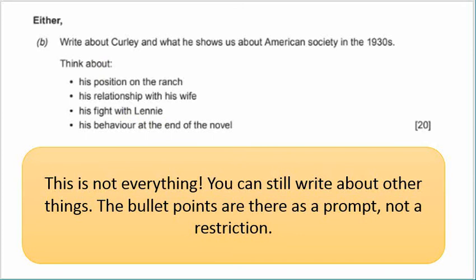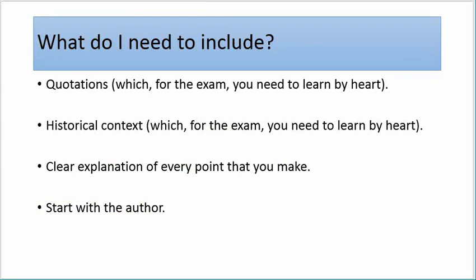Now the question is quite nice in that it actually gives us our prompt. So we know that we need to write about Curly, and the examiners reminded us to think about American society in the 1930s. So we need to write about the context of American society in the 1930s. They have even reminded you that it is a novel so that you know that you need to write about Steinbeck and what Steinbeck has done. So they've given you some prompts in that question that tell you what you should be writing about, which is quite helpful, really.